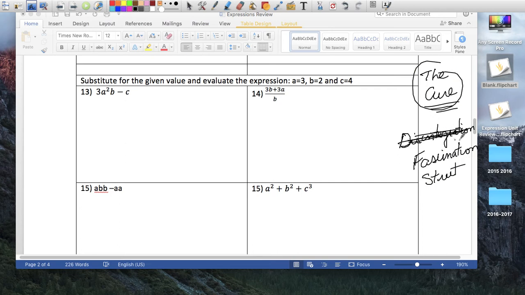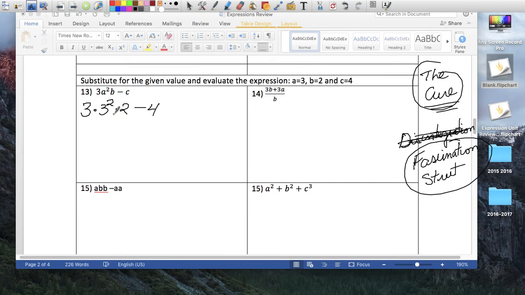So this and this will get you 5 points. Well, obviously, it's everything else. So let's substitute. It's 3 times a to the second power, which is 3. And b is 2, so that's times 2. And then minus c, and c in this case is 4.